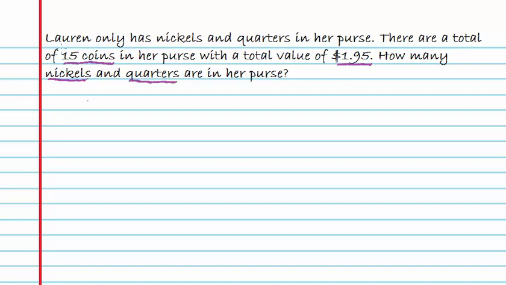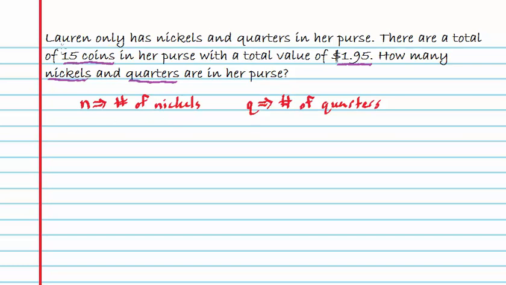So what I'm going to do first, and this is my typical first step for system of equations word problems, is define my variables. I'm going to let n represent the number of nickels, and likewise, I'm going to let q represent the number of quarters. Once I've defined my variables, I'm going to set up two different equations, because remember, a system of equations is more than one equation.